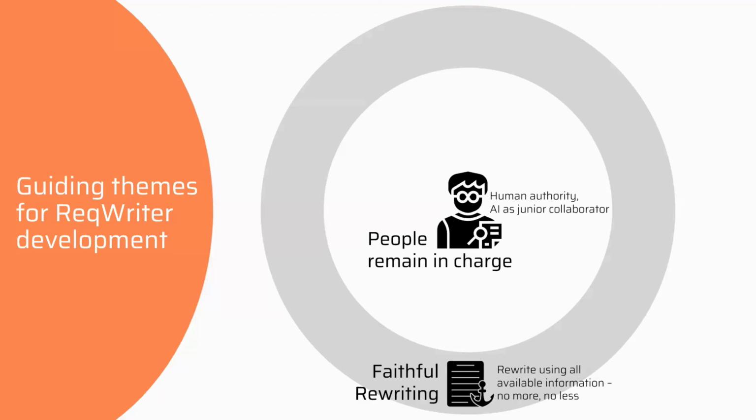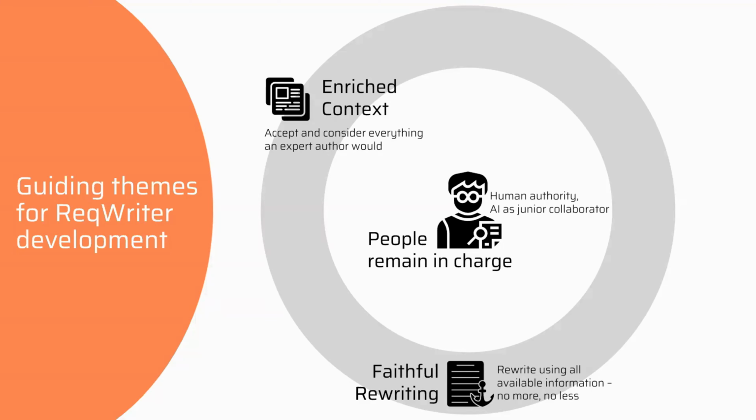Now, faithful rewriting protects against invention, but also highlights an important question. What other information should be available to support a high-quality rewrite? Of course, expert authors don't rely on a single sentence in isolation, they draw on context, like shared terminology, other requirements, domain knowledge, and so on. And that brings us to our second theme, enriched context. Enriched context is about helping ReqWriter make better suggestions by considering the same kinds of information an expert author would.